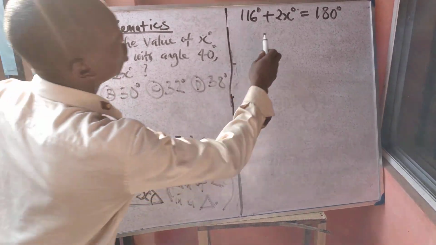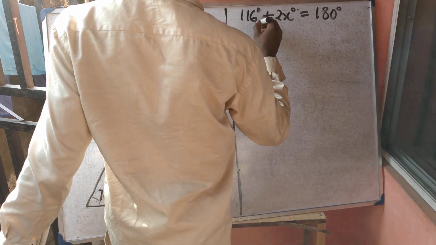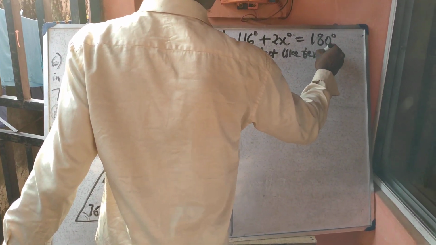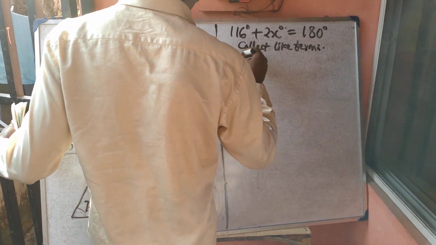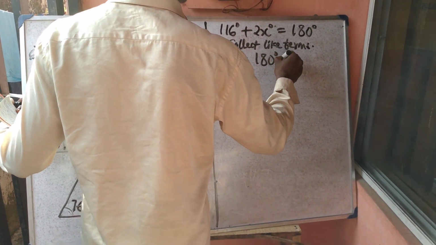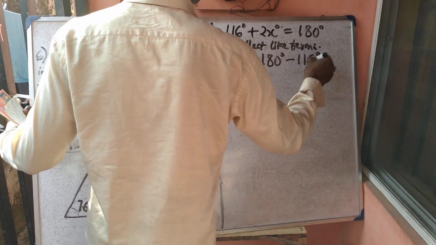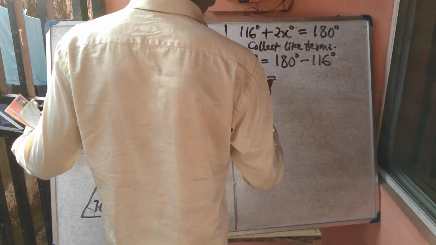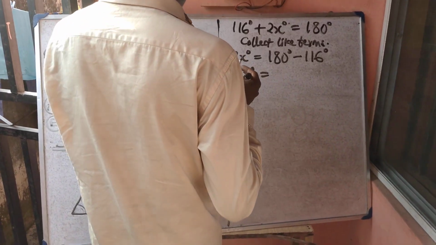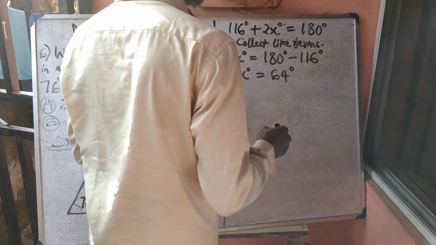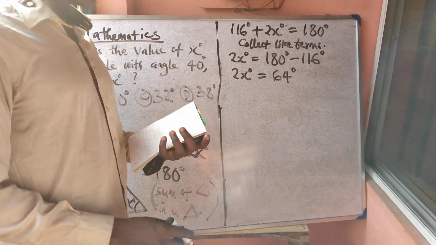Okay, now make x the subject of formula. You collect like terms. By collecting like terms, this 116 will cross over to this place, and then it becomes negative. This will be 2x degrees equals 180 degrees minus 116 degrees. So 2x degrees will be equal to 180 minus 116, which gives us 64 degrees.